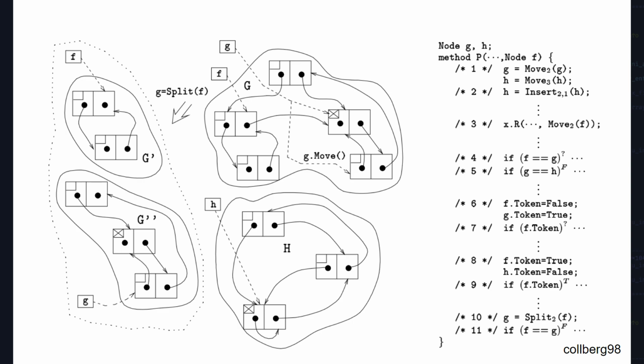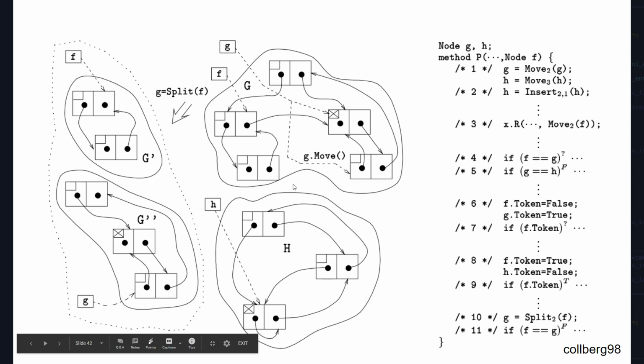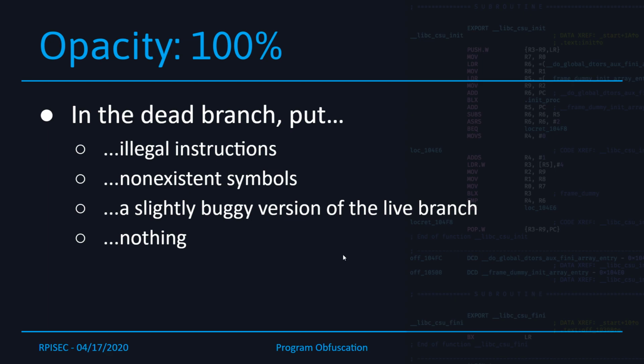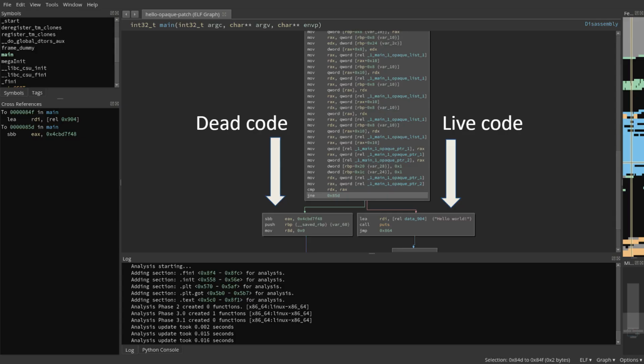This is essentially, for anyone who's taken program analysis, an abuse of how hard points-to analysis is. We have all these different graphs, and we have things moving around the graph, and we're breaking the graph up. The end result, it's very hard when you're looking at it from the outside to guess what's going to happen when you run it. But it's obviously very easy for whoever created it to figure it out. So in that dead branch, we then put illegal instructions, symbols that don't exist, slightly buggy versions of the actual branch, or nothing, whatever floats your boat.